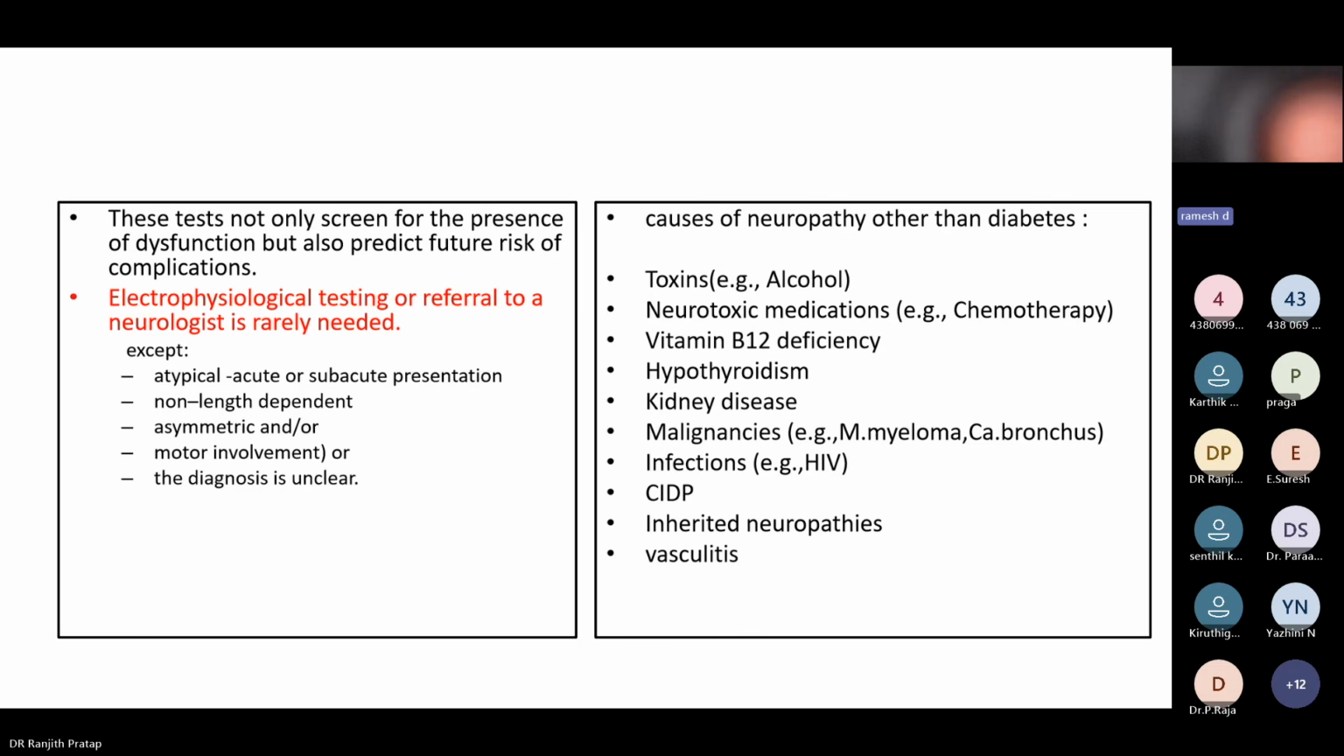Whenever diabetic patients have neuropathy, we have to rule out other treatable causes of neuropathy, like toxins such as alcoholic neuropathy, chemotherapy, neurotoxic medications, vitamin B12 deficiency, hypothyroidism, renal diseases, malignancies, infections like HIV, CIDP, inherited neuropathies, and vasculitic pathology.